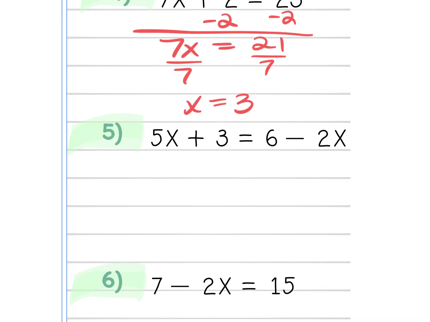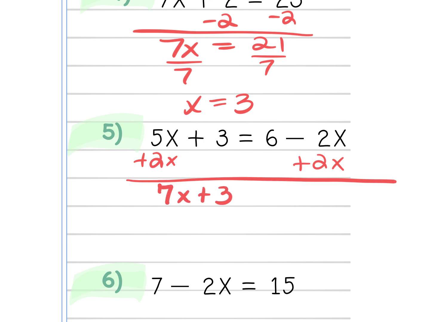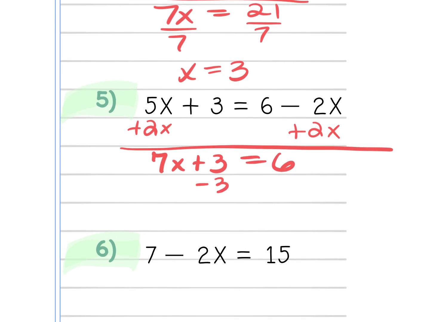Variables and numbers. And again, it doesn't matter if you move the constants first or the variables. I'm going to go ahead and move my 2x to the other side by adding it, so it cancels it out from the right side. So 5x plus 2x is 7x. And now I'll subtract the 3. And 7x equals 3. And now I divide.